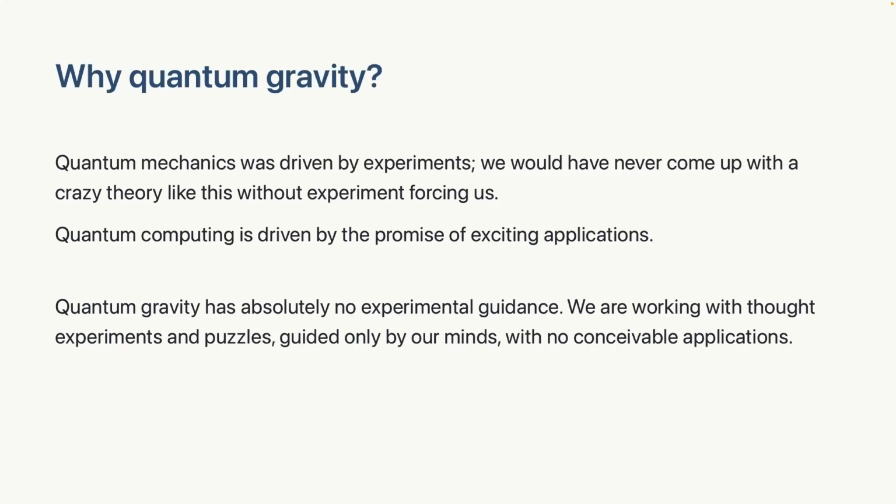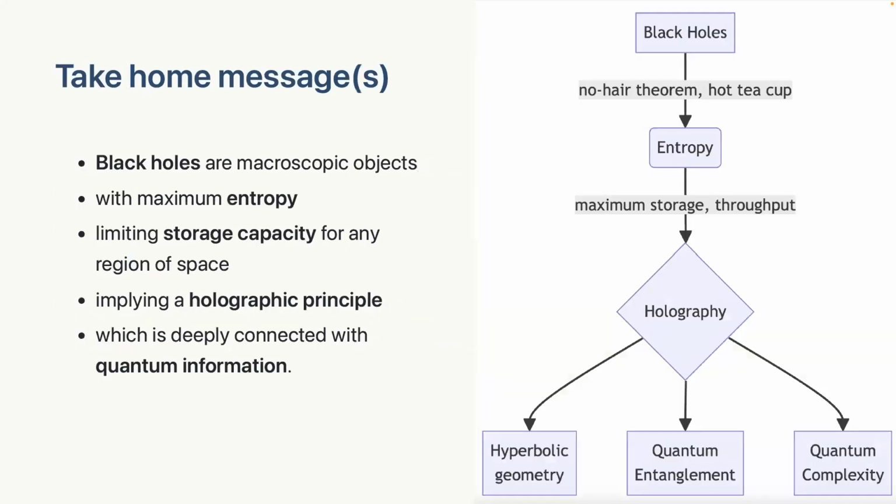But I think it's important to emphasize that we're not building, I don't know, a quantum computer by solving the question of space-time. So I want to emphasize a few points as take-home messages. I started with this: black holes are macroscopic objects. They're out there. And they have maximum entropy. So this notion that black holes have entropy, and it is a finite entropy, and it's the maximum of any given region, I will explain that with a thought experiment.